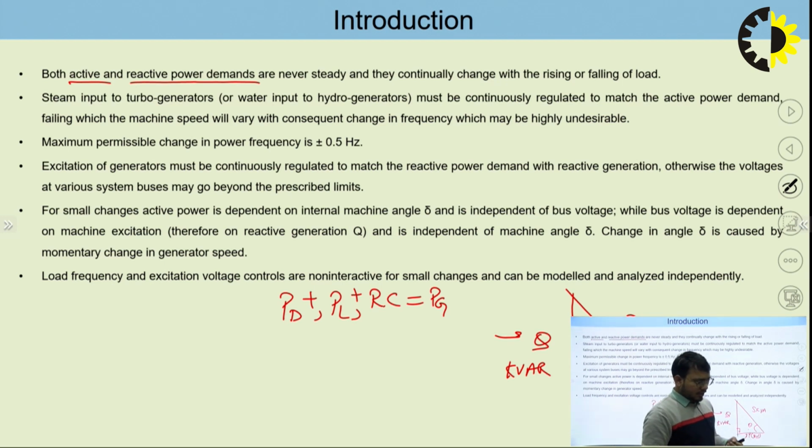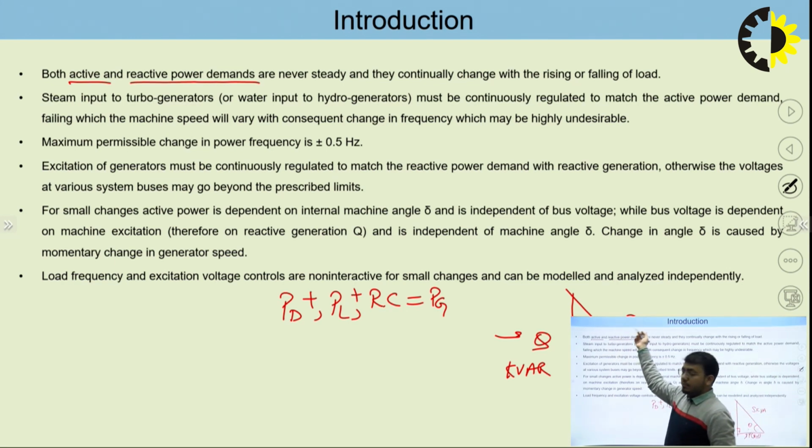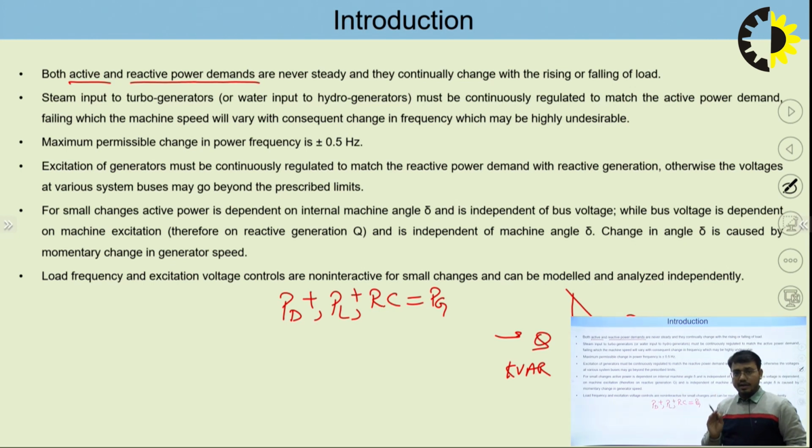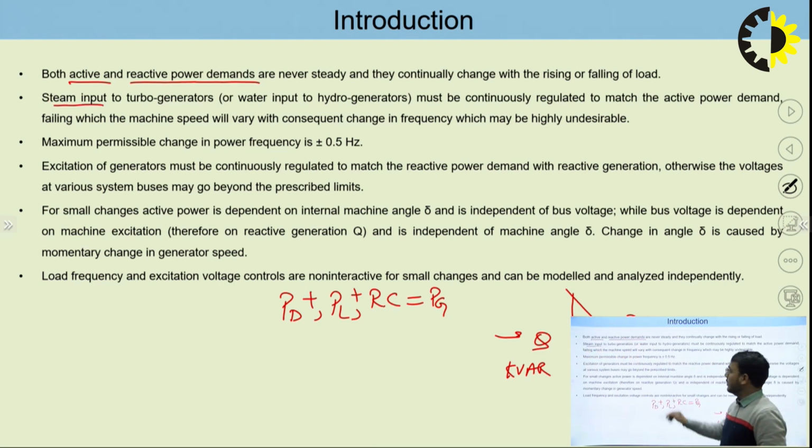Here we are talking about active power. Active power and reactive power are both not constant at any time; they are varying over a particular interval of time. For our system to be in an equilibrium condition, for efficient working of the system, PG must be equal to this sum, that is, this equation must be satisfied. Now if we talk about steam power plants, that is, the power plants which require steam to operate.